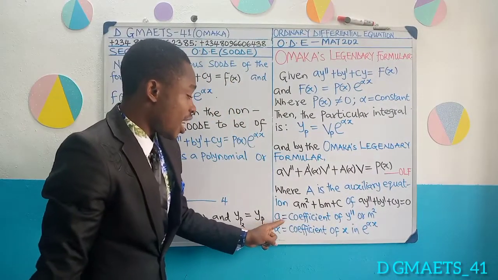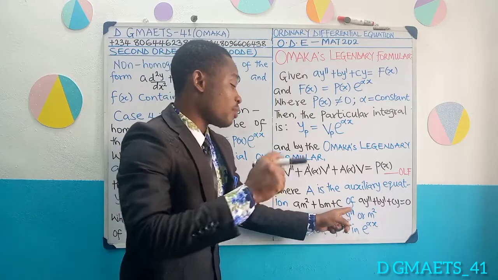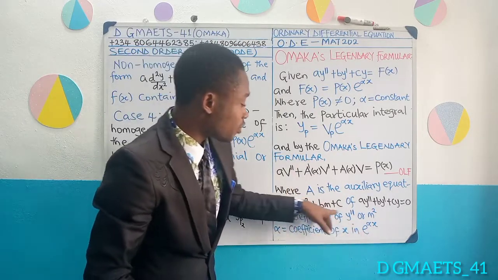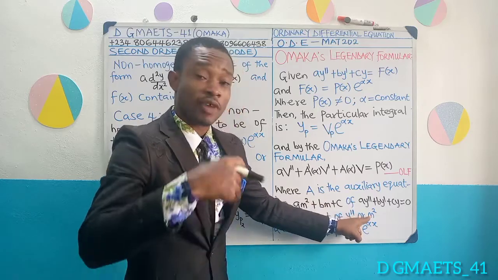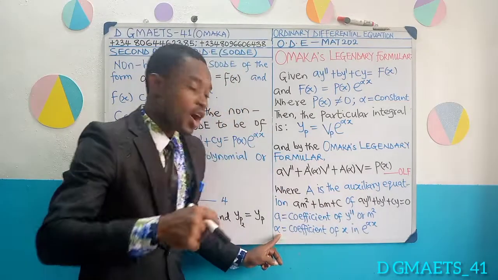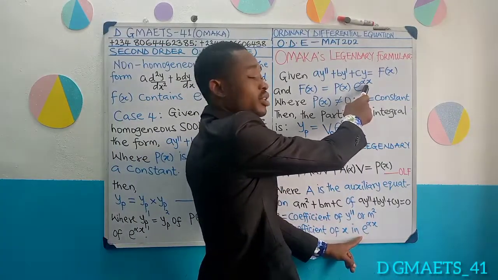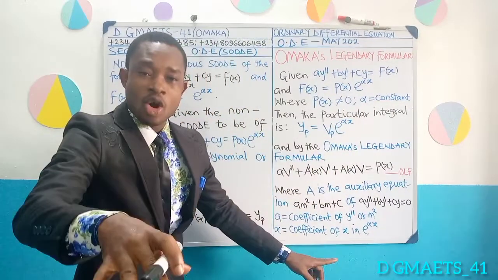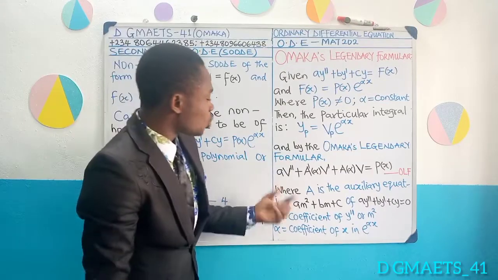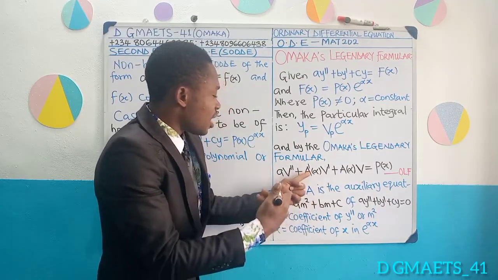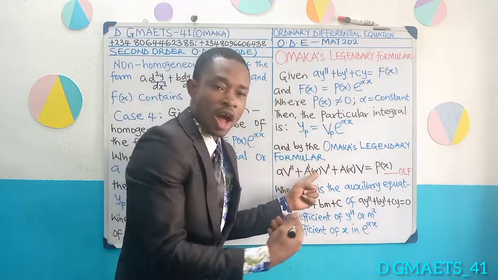Now, the A I've stated is the coefficient of y prime prime, which of course, if you're taking it from the auxiliary equation, is the coefficient of m squared. Alpha is the coefficient of x in the exponential alpha x. I hope I'm communicating. Now, why did we get something like A prime of alpha?